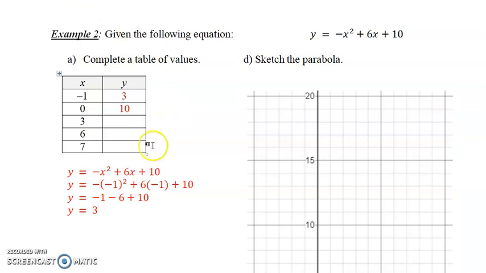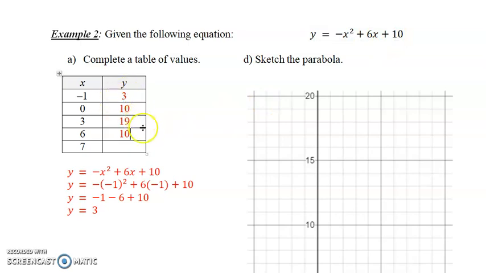Okay, and 3, so 3 squared would be 9, multiplied by negative would be -9. 6 times 3 would be 18, 18 plus -9 is 9, plus 10 would give you 19. Put a 6 in here. 6 squared is 36, make it negative. 6 times 6 is 36. So -36 plus 36 is 0, plus 10 would be 10.